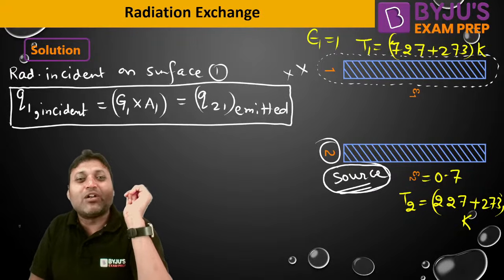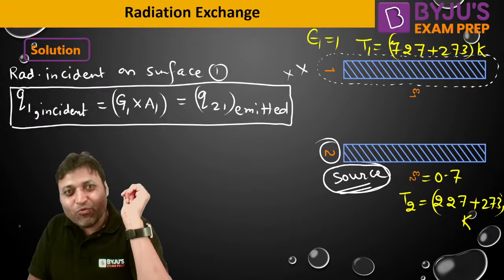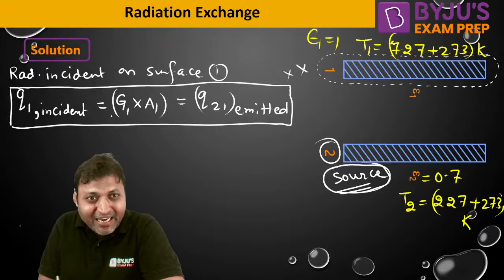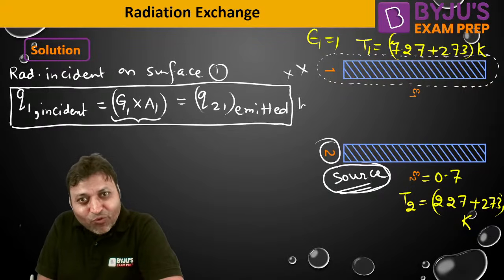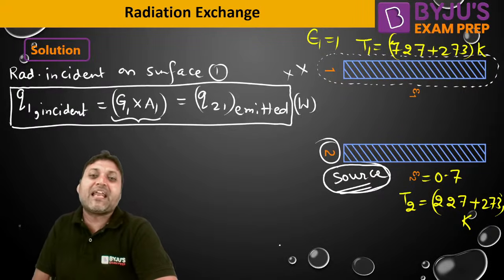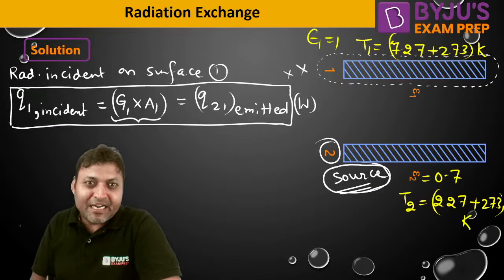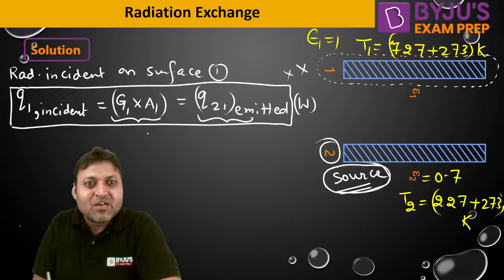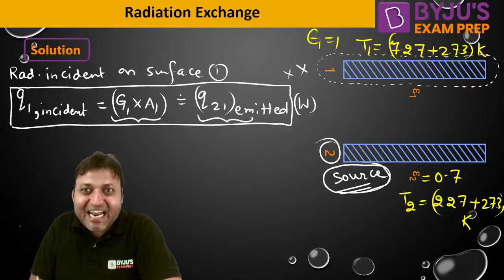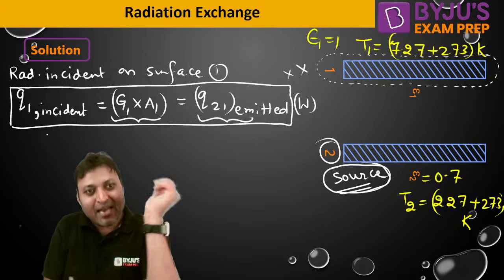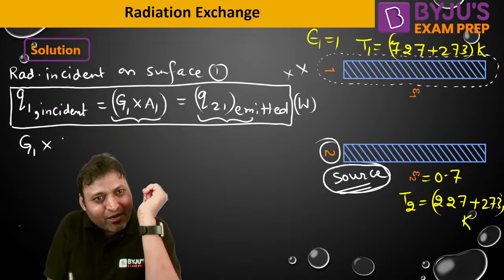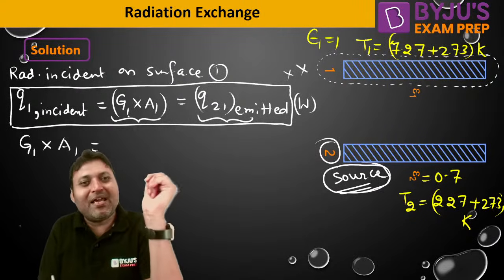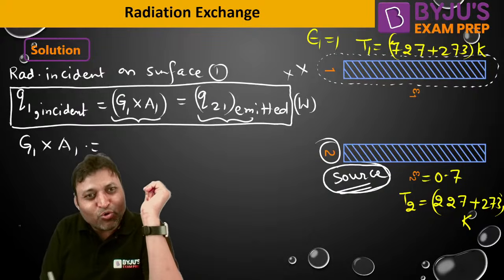G1 will not be equal to EB2. G1 into A1, the unit is what? Then only they can be equated. It is the energy conservation. So whatever the radiation incident on surface 1, that is G1 into A1, should be equal to Q2 to 1 emitted. Now how to write Q2 to 1 emitted?